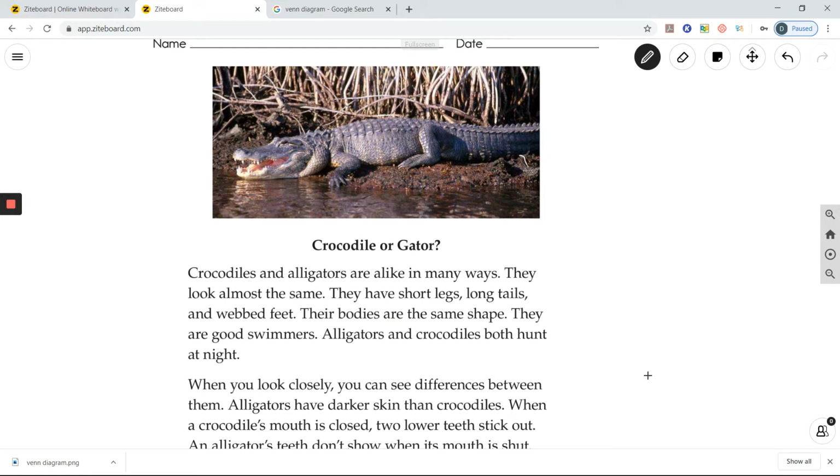Crocodile or Gator. Crocodiles and alligators are alike in many ways. They look almost the same. They have short legs, long tails, and webbed feet. Their bodies are the same shape. They are good swimmers. Alligators and crocodiles both hunt at night.